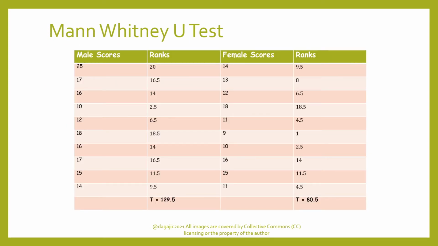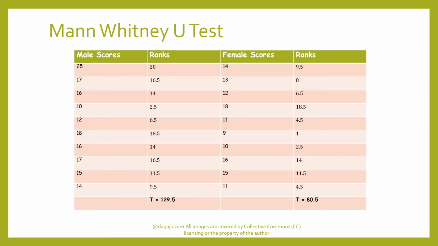So here's some data. We've got our male scores and our female scores. What we do is we rank them together. We don't do them separately, we do them together. So the highest score, which happened to be a male score of 25, got the rank of 20, and the lowest score, which happened to be a female score of 9, got a rank of 1. You can see there's lots of shared ranks there as well.